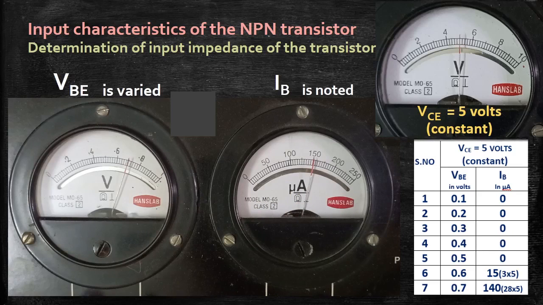So like that we have to measure both the voltmeter reading and the ammeter reading. Here which one is kept constant? VCE is kept constant. Understood?